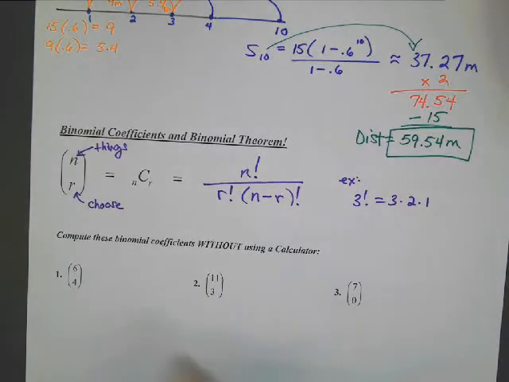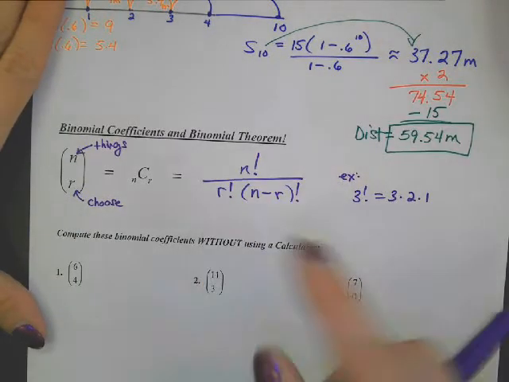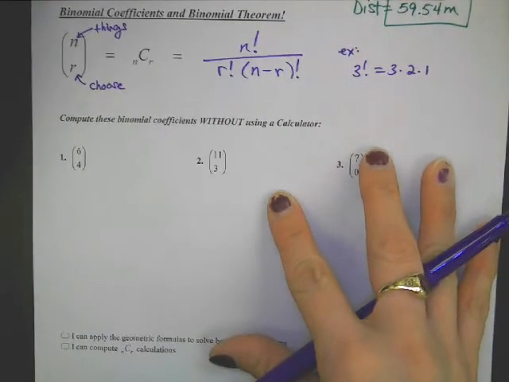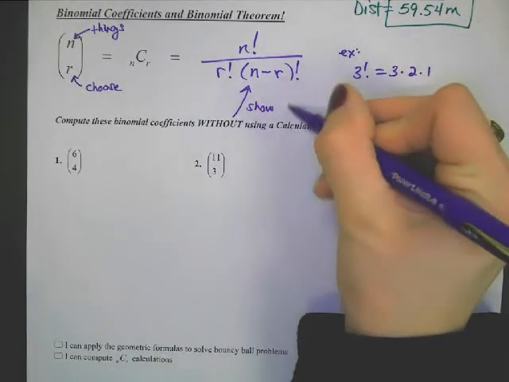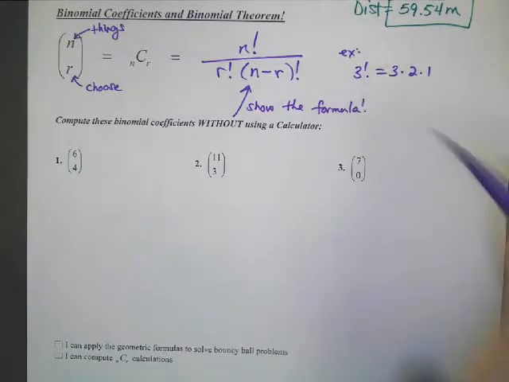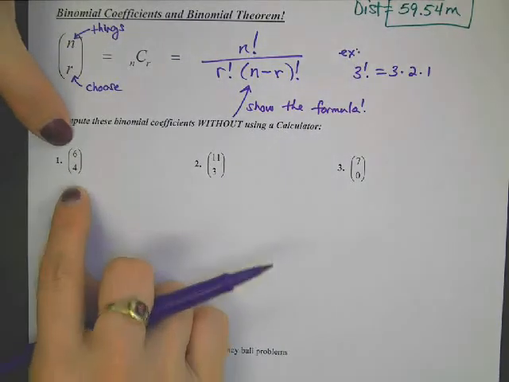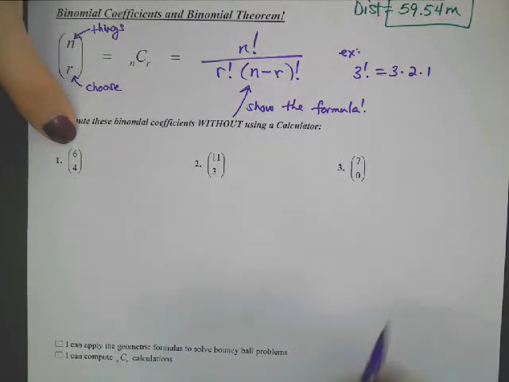All right, so let's compute these without a calculator, meaning you have to show me this formula. If you don't know 9 times 5, then go ahead and type it in your calculator, but don't tell me, okay? Without means show the formula. So if we have 6, choose 4. 6 students, I'm going to choose 4 of you and give you a candy bar. Yay! How many different ways can I pick the 6 students?